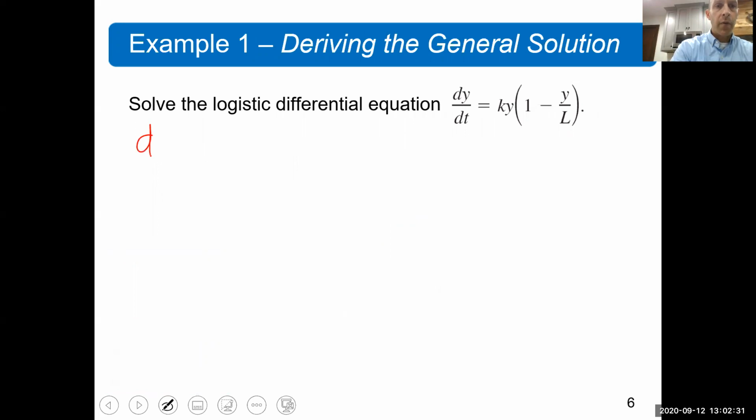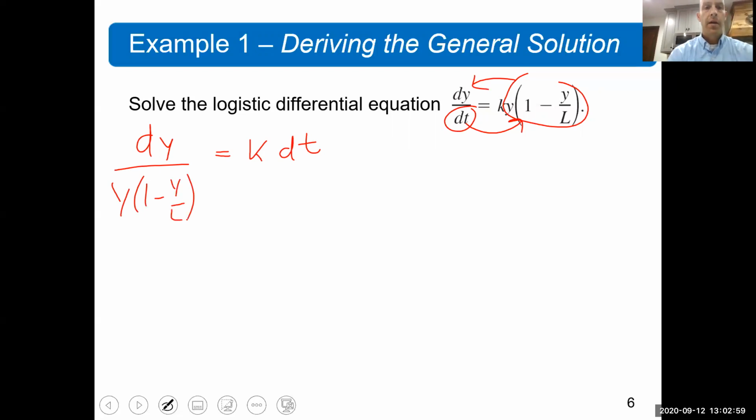The first thing we need to do is get our t variables on the left side and our y variables on the right side. We're just going to do that by multiplication. I'm going to leave the k term there and move the dt to the right. And now I've got to divide over this other stuff. So this is going to be 1 over y, quantity 1 minus y over L. Now we have separated our variables.